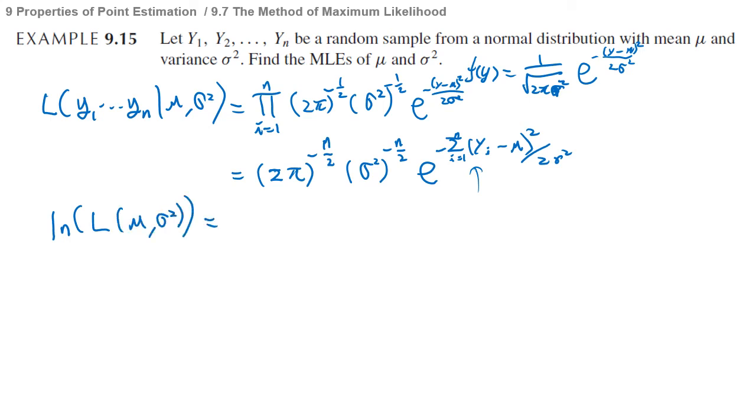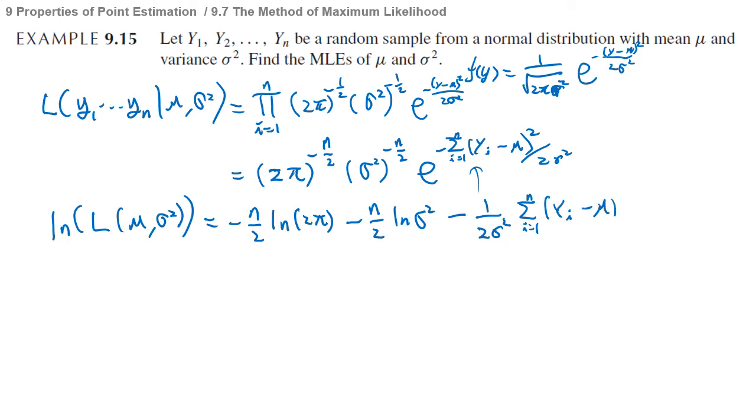With this one we can easily get the derivative and find the value that maximizes this likelihood function. So we take log, and then we get minus n over 2 ln 2 pi, minus n over 2 ln sigma square, and minus 1 over 2 sigma square times the sum of i equals 1 to n of (yi minus mu) squared.